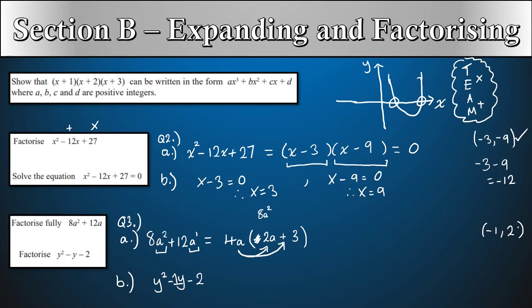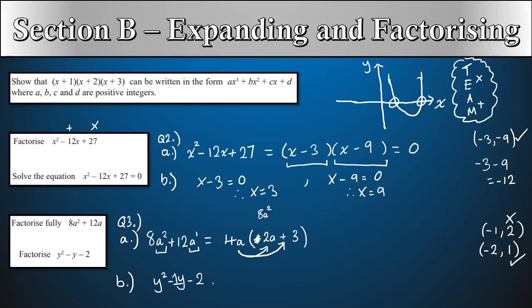But if we do 2 plus minus 1, in other words, 2 minus 1, we get 1. So that's not quite right, but this is pretty close. So what I'm going to try here, so it doesn't work for this one, but let's try minus 2 and 1. Minus 2 times 1 gives me minus 2, and minus 2 plus 1 gives me minus 1. So we've got our two numbers there.